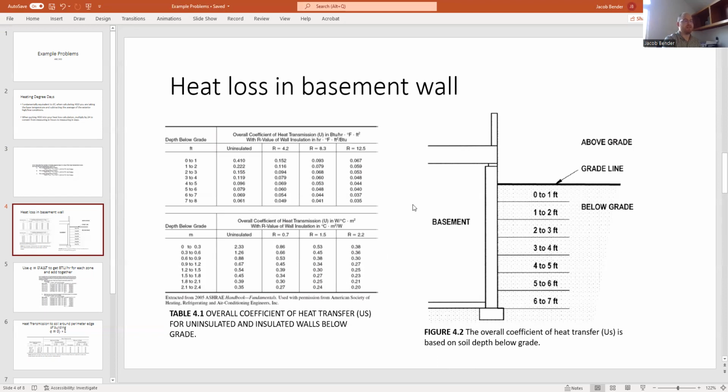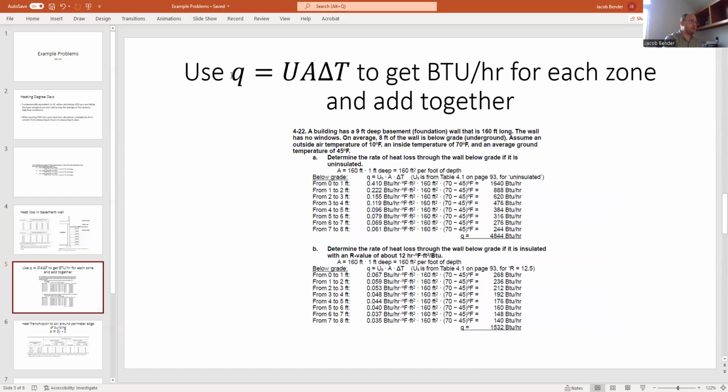So you may not even really bother factoring that in overall. Example problem from the book: you're using Q equals UA delta T to get your BTU per hour for each zone and add it together. If a building has a 9-foot deep basement wall that is 160 feet long, the wall has no windows. On average, 8 feet of the wall is below grade, underground. It gives you an outdoor air temperature of 10 degrees, an inside temperature of 70 degrees, and an average ground temperature of 45 degrees. So the first part is to determine the rate of heat loss through the wall below grade if it's uninsulated.